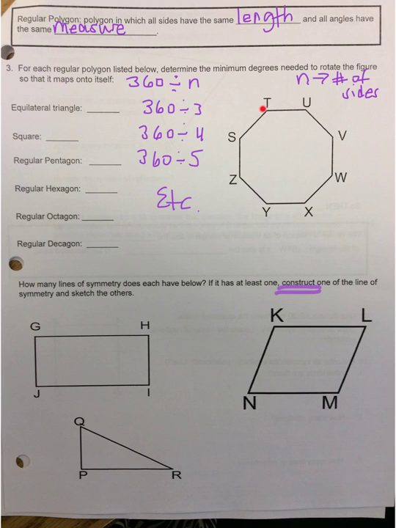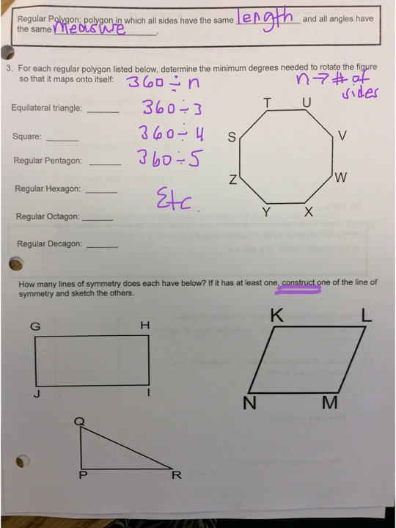Let's watch for the T: 1, 2, 3, 4, 5, 6, 7, 8. I could make 8 full rotations and get back to where I started. Therefore, you take the number 360 and divide it by the number of sides, n being the number of sides. So for the equilateral triangle, it's 360 divided by 3. For the square, 360 divided by 4. And for the regular pentagon, 360 divided by 5, etc. You can figure these out, and you're going to fill these in and finish that for homework.